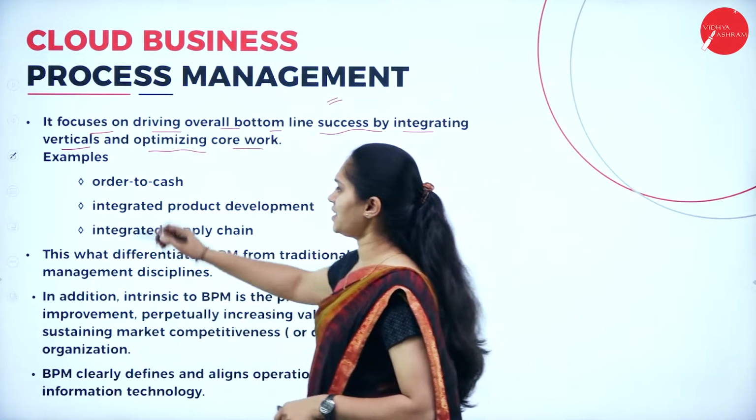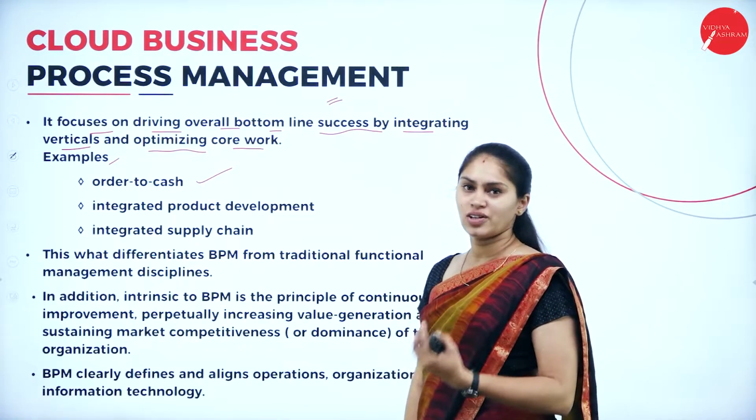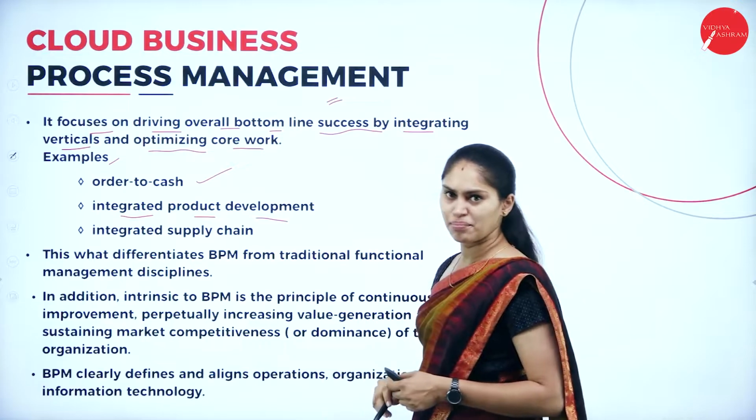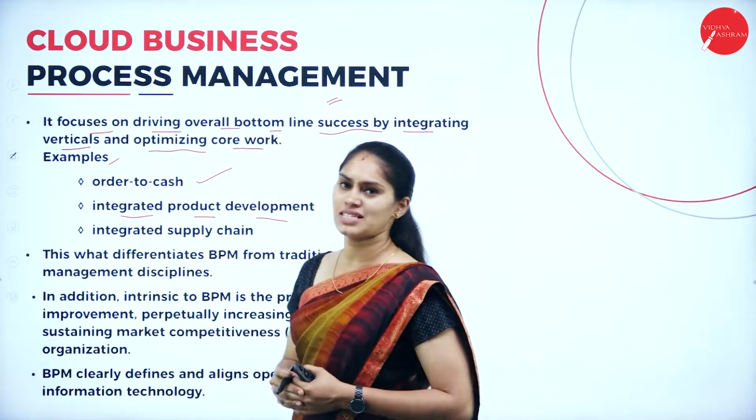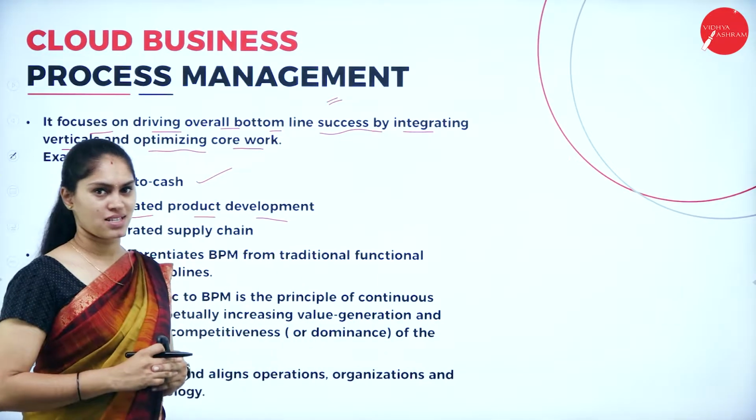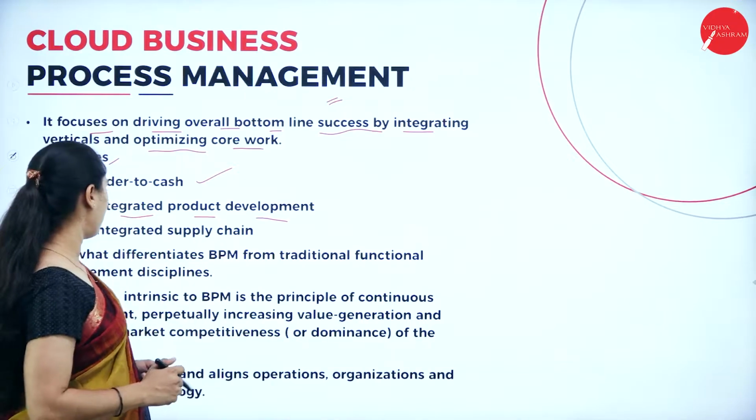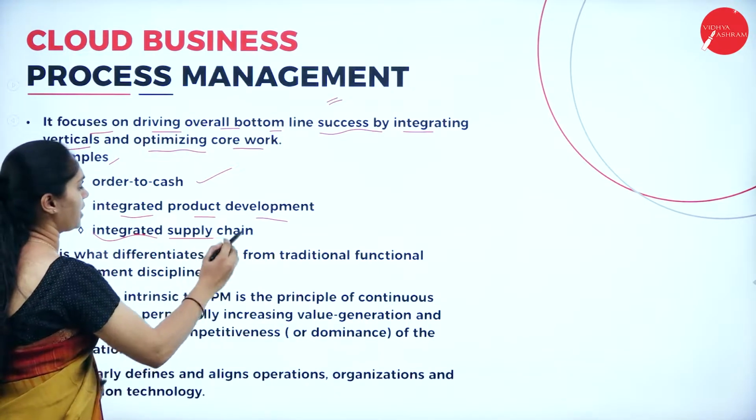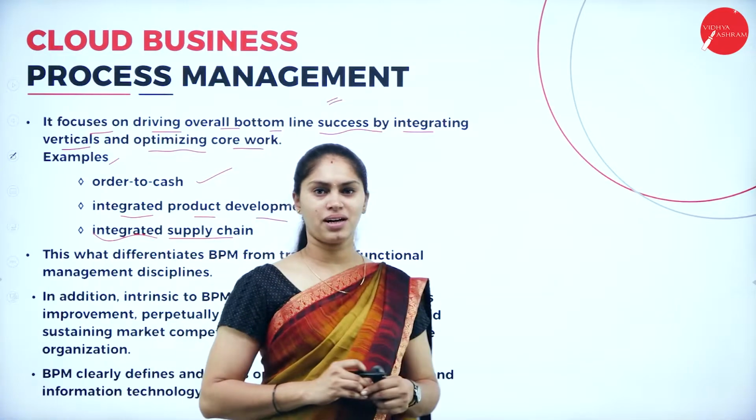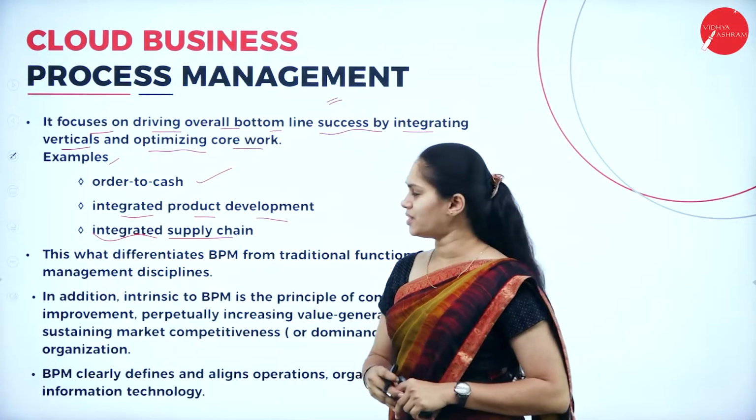So, here you can see the examples: order to cash. So, we have to pay, then only it will take the orders. Then integrated product development. It is not only considering a single product, or concerned about a single aspect. Instead, it will integrate or combine the product development, and it also has an integrated supply chain. So, it has to satisfy the requirement of a customer by handling the fluctuating customer needs over time.